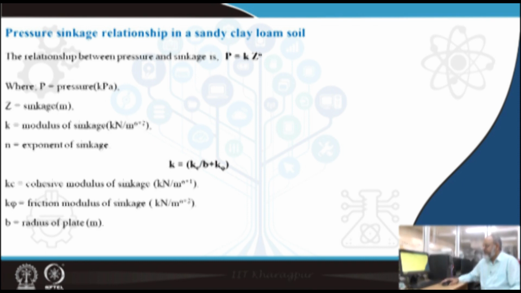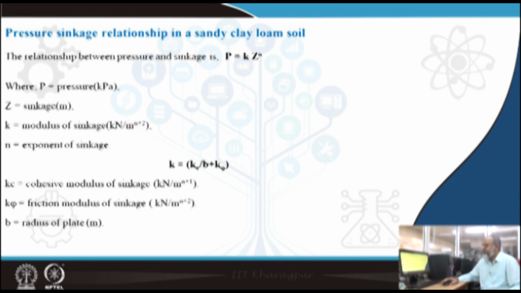Pressure can be calculated by dividing force by the corresponding area. Area in this case will be the area of plate 1, plate 2, plate 3, like that. So there will be three different plates you have taken, and P will be calculated. Then P is related to z by an exponential relationship. So that means P is equal to K z to the power n, where K becomes your modulus of sinkage and n is the exponent of sinkage.